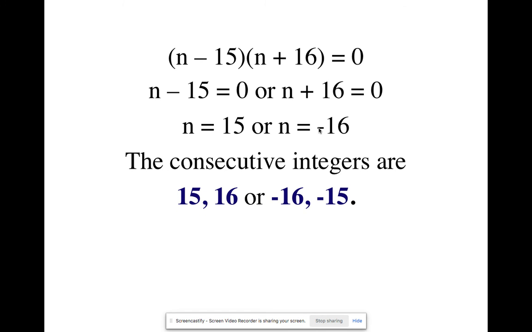I have also attached a video to show you how to do the opposite of FOIL. So if you need that help, let me know. Go ahead and start activity.